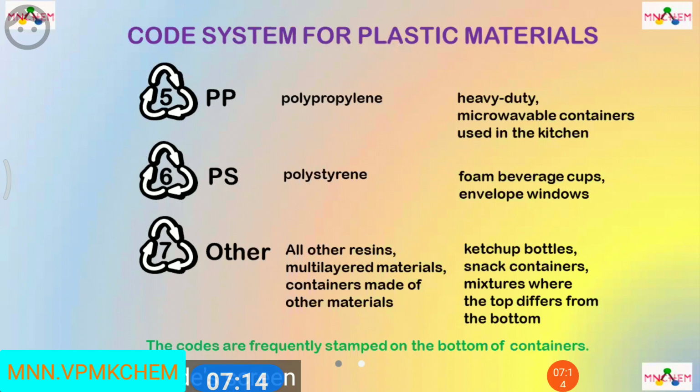So whenever you buy a product, always look for the recycling code which is written on that bottle, and then decide whether it is eco-friendly, whether it can be easily recycled or not. The codes are frequently stamped at the bottom of the container. So if you look at the bottom of your water bottle or any container in your house, you will easily locate those codes, and then you will understand the recyclability of that particular polymer.